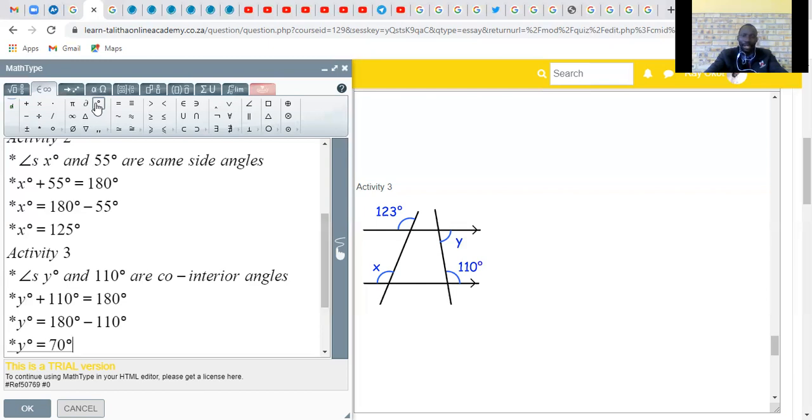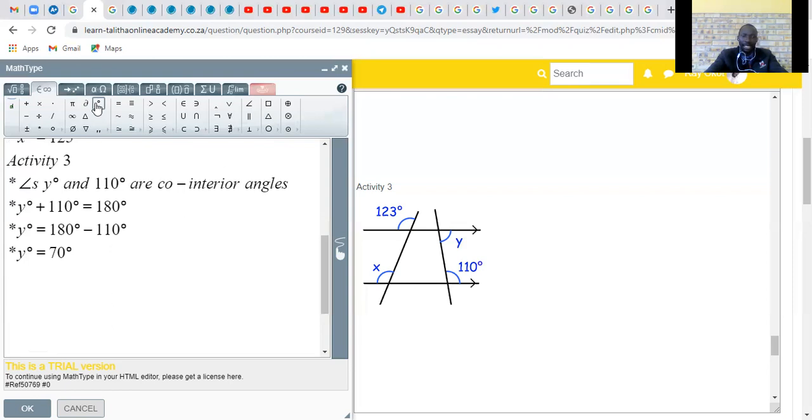Okay. Now the next thing we want to look at is activity 4, to see how we can find the unknown values in activity 4. Now, notice that we can still extend and find the value of x. Now, x in degrees and 123, they are not on the same side. The only property we can use to investigate them is called corresponding angles, okay? So, let's include it.